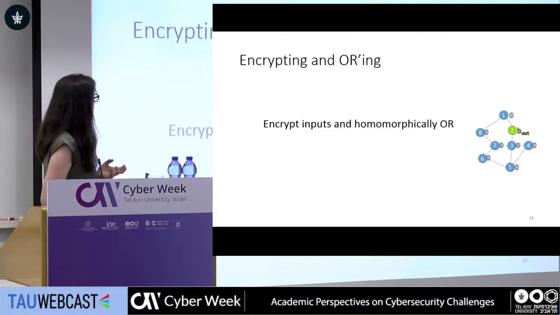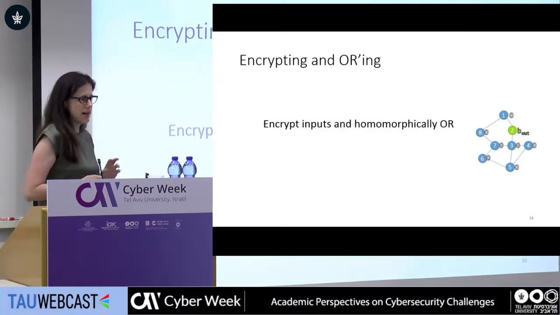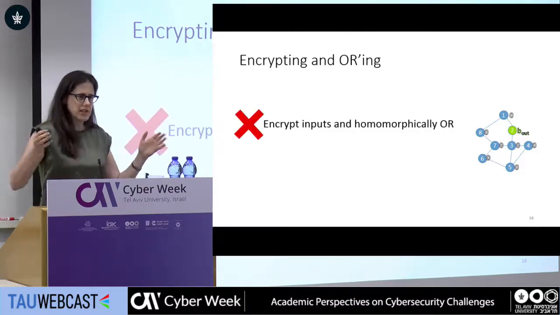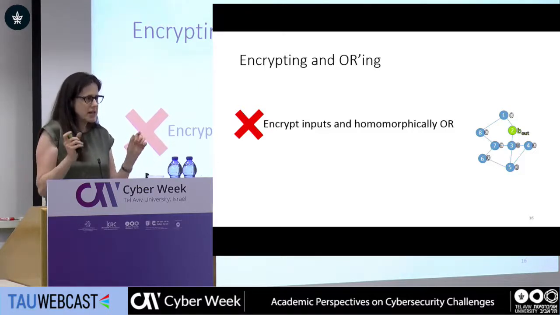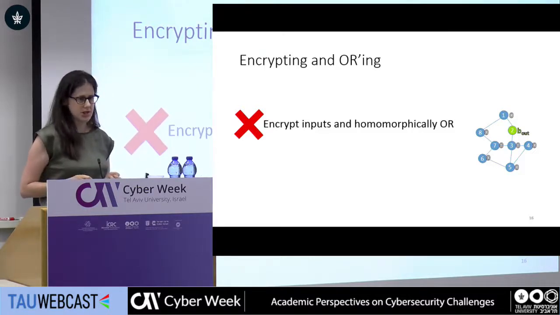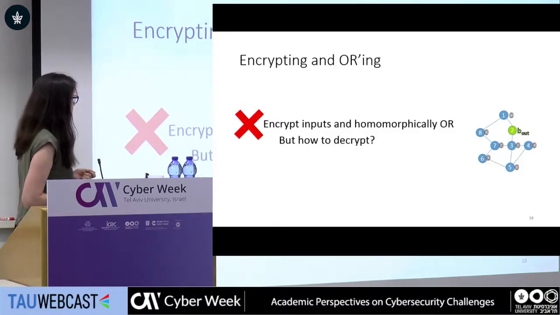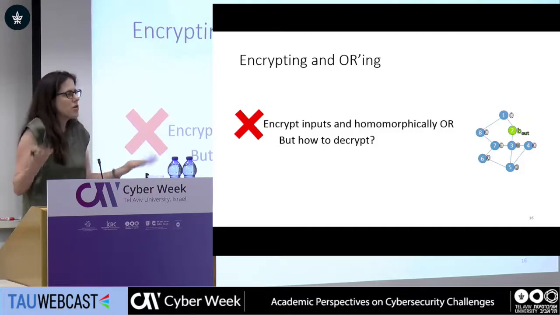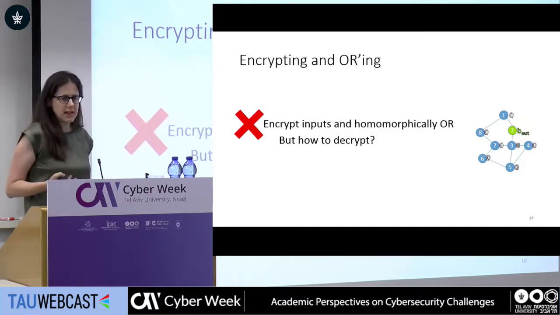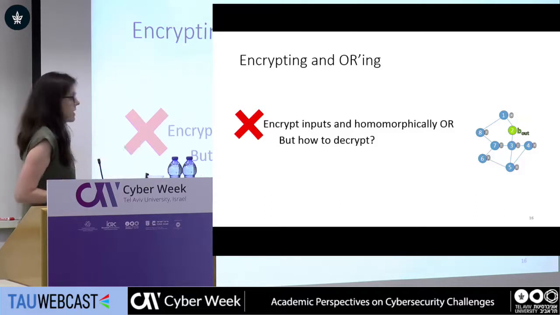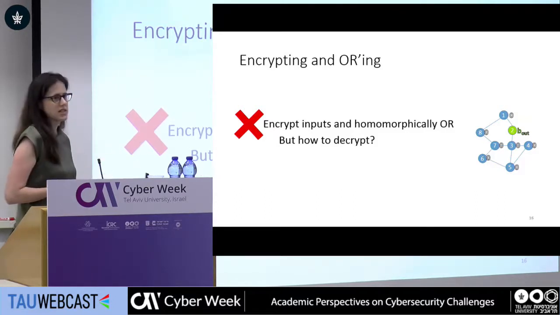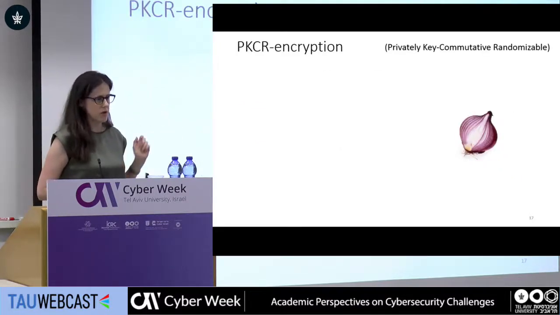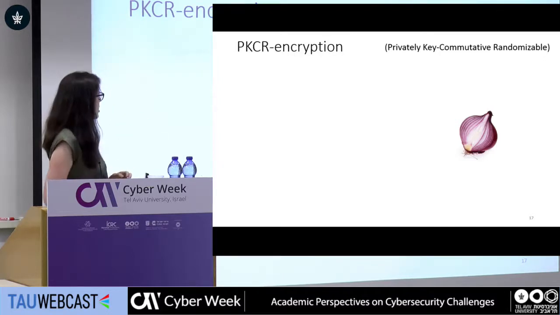So now the idea is that I want to encrypt the inputs and then homomorphically do this naive broadcast, when I send my ciphertext and homomorphically OR these messages. The problem with this is that I am able to get the ciphertext of the OR of all bits, but how do I decrypt? I need someone to have the secret key to decrypt, and if he has the secret key, then he compromises security. So to overcome this, we need a second property of the encryption, which is this onion type encryption property.